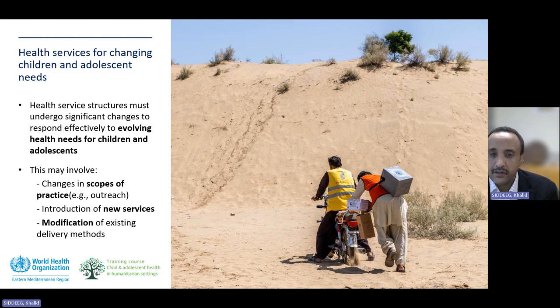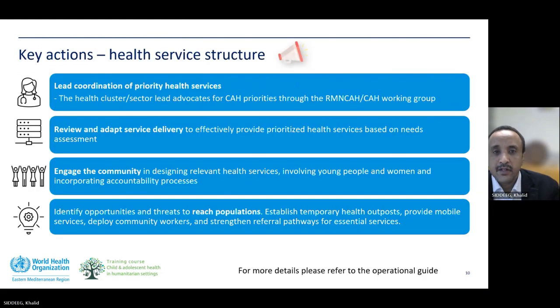For example, we can start using outreach services and mobile clinics. In some areas, we rely heavily on community health workers. We rely on house-to-house service provision or immunization services, as opposed to the facility-based services that we have been using in normal settings. So these are the proposed actions for improving the health service structure during emergencies.